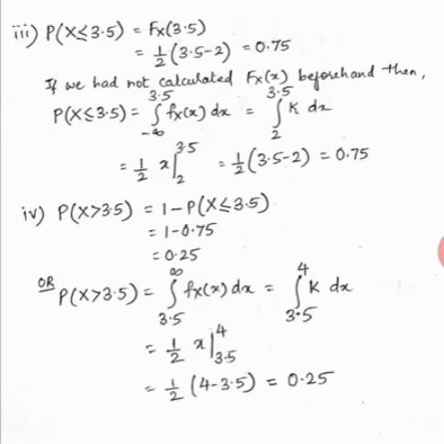Our limit for this numerical, the lower limit is 2. So instead of minus infinity, you would have substituted it as 2 to 3.5. The value of fx of x was given as k, so k into dx. The value of k is half, so half into x, with the limits 2 to 3.5. Substituting the limits, we again get the same thing, which is half into 3.5 minus 2, which is 0.75.